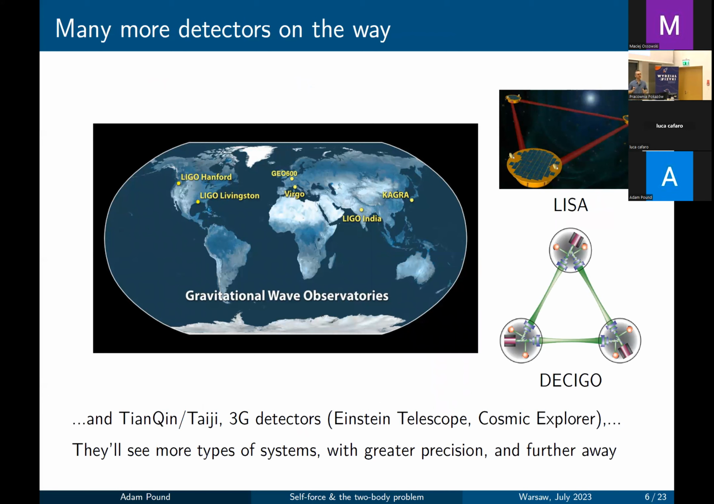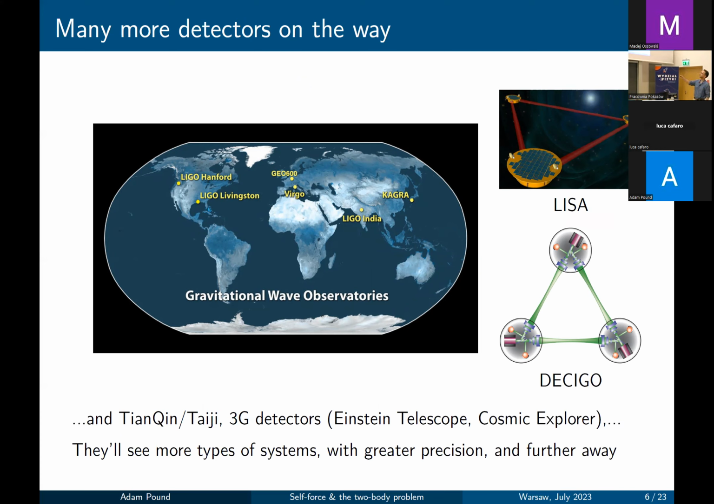But those kinds of signals are really just what we're currently seeing. In the future, we're going to see a lot more different kinds of signals from different kinds of sources. So over the next 2 decades, we expect to have a much larger array of gravitational wave detectors.